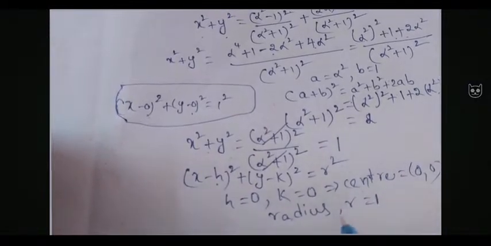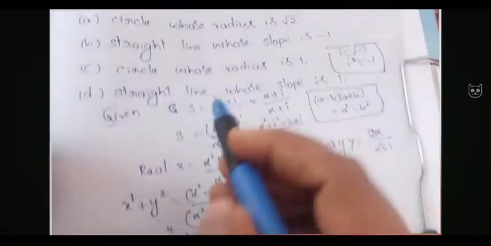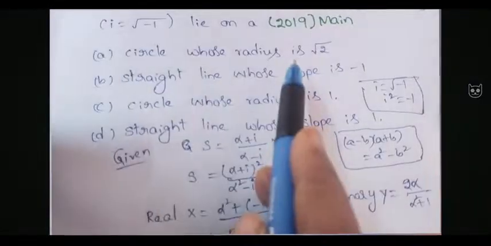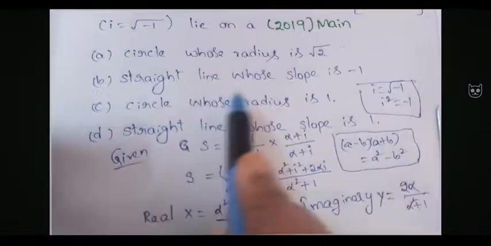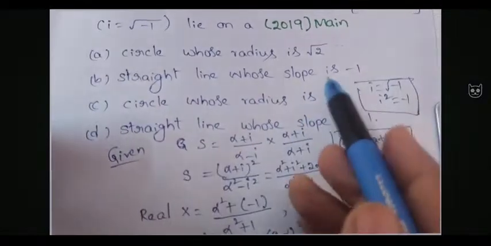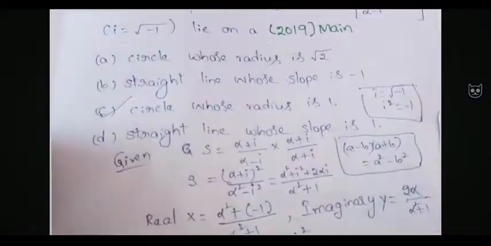Now check the options. Radius 1. Go for the option. Circle whose radius is root 2. No, it is wrong. And straight line, it's not straight line. Circle whose radius is 1. So option C is correct.